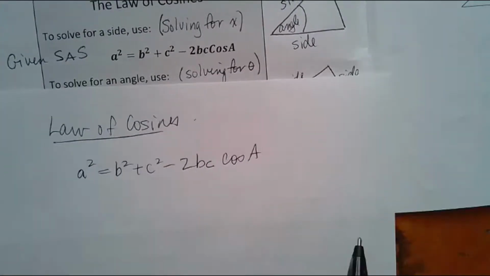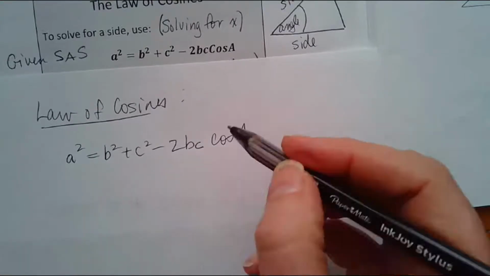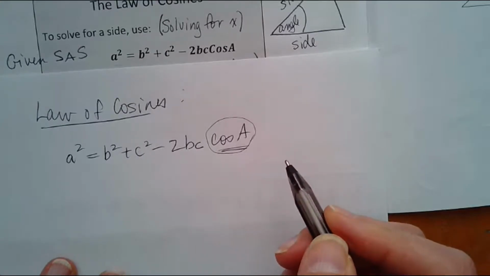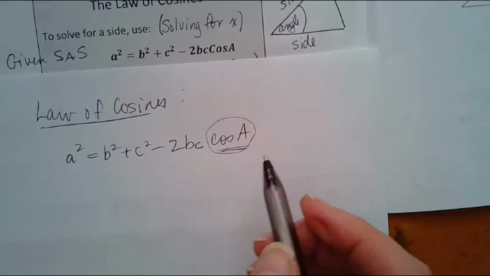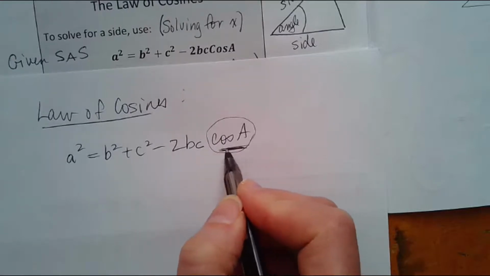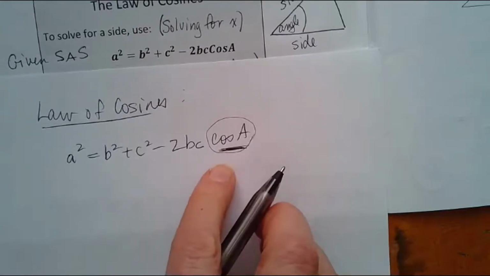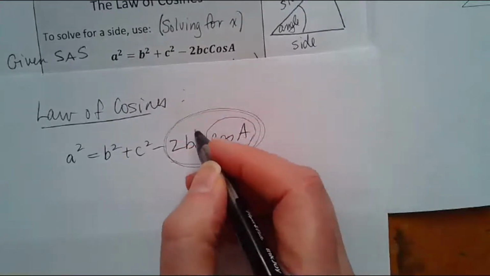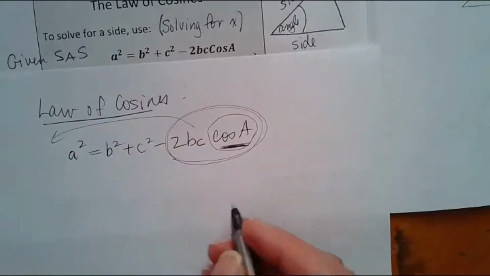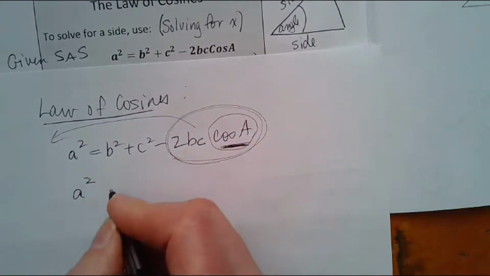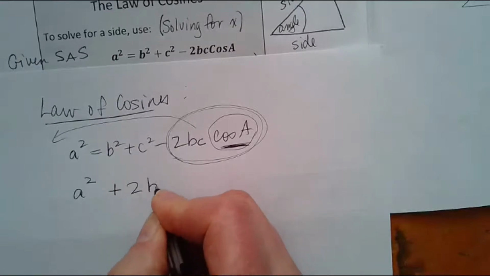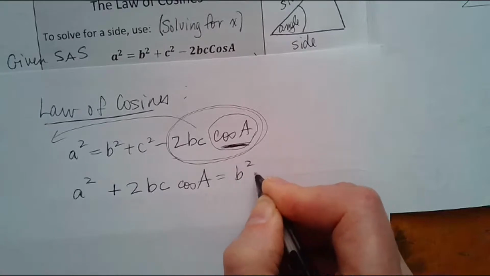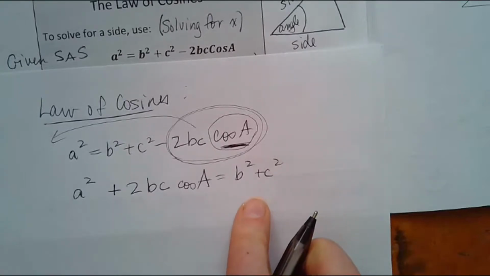How they got the solving for an angle, what they did is they wanted to solve for this angle, so they just wanted to isolate the angle. And similar to what we did when we were solving equations, they wanted to isolate this. So they took this whole piece and moved it to the left-hand side of the equation. When it moves to the left-hand side, it becomes a positive 2bc cos of A. And they're left with b squared plus c squared on the right-hand side, right?